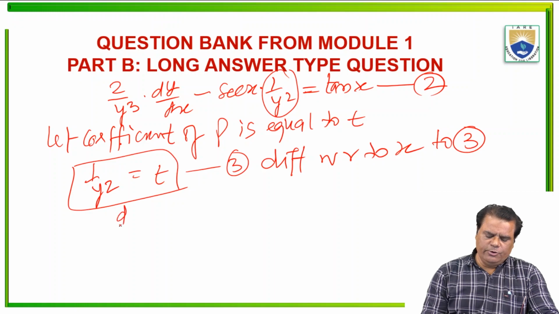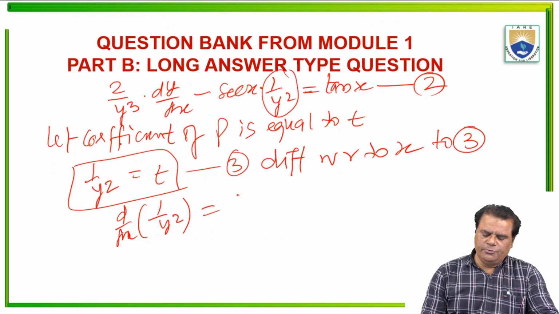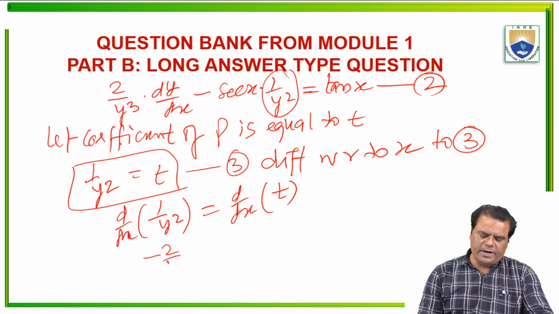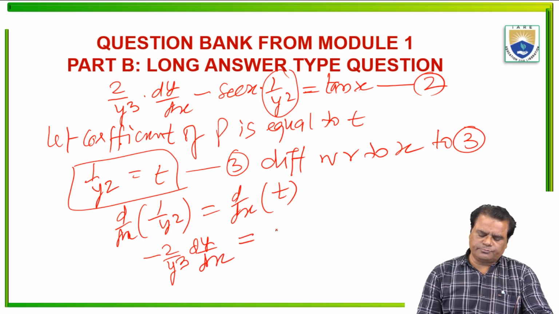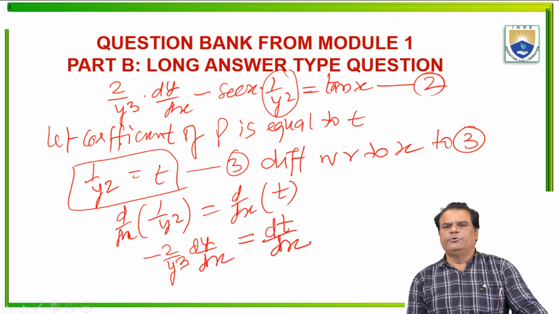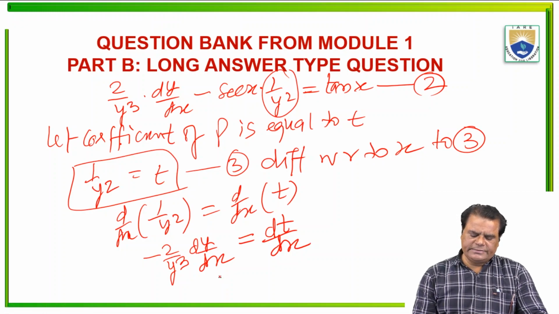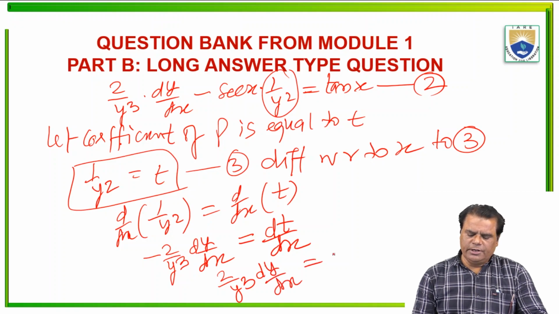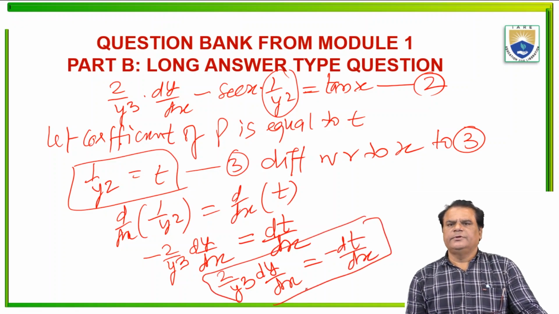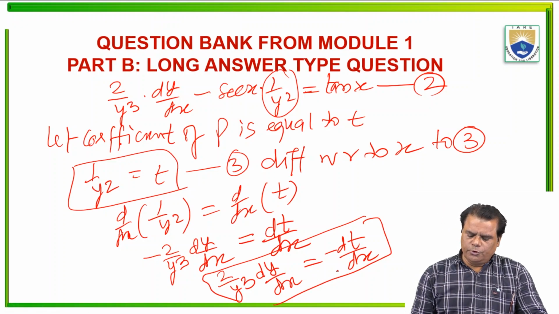Then we get d/dx of 1/y² equal to d/dx of t. So the differential of this is -2/y³, and the differential of y is dy/dx, equal to dt/dx. So taking the minus sign to this side, 2/y³ dy/dx is equal to -dt/dx. Okay, so this is equation number 4.